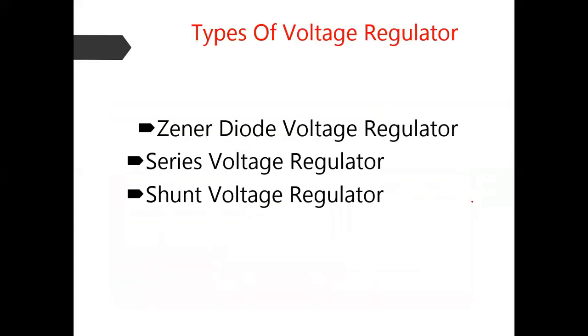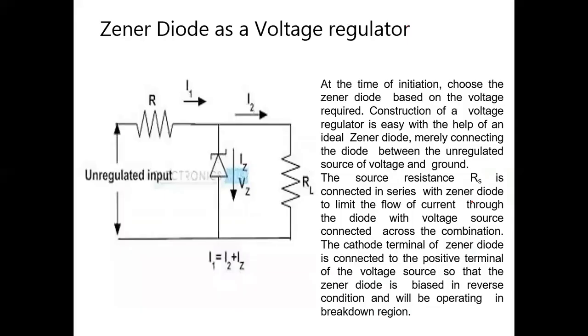So the types of regulator are: Zener diode voltage regulator, series voltage regulator, and shunt voltage regulator. Zener diode as a voltage regulator: at the time of initiation, choose the Zener diode based on the voltage required. So construction of the voltage regulator is easy with the help of an ideal Zener diode.